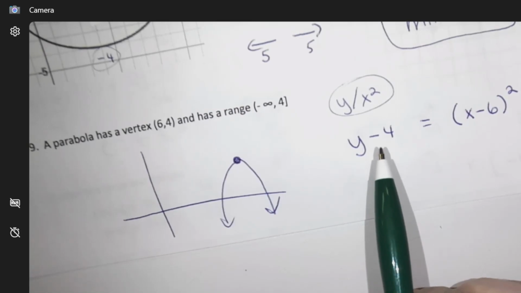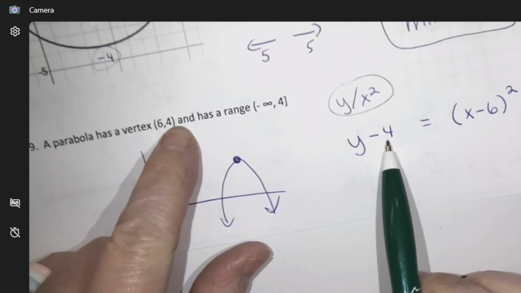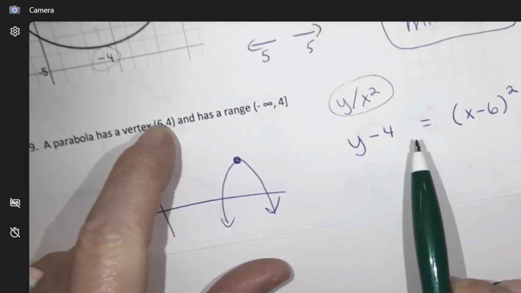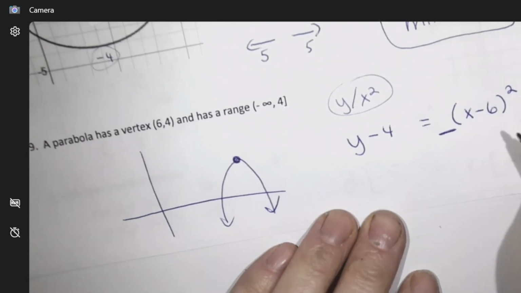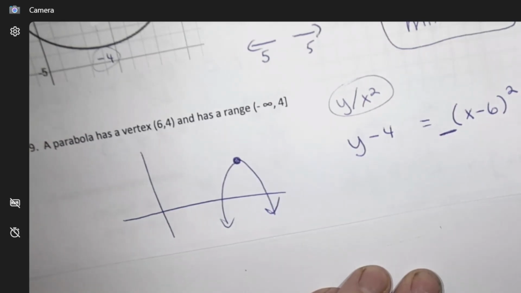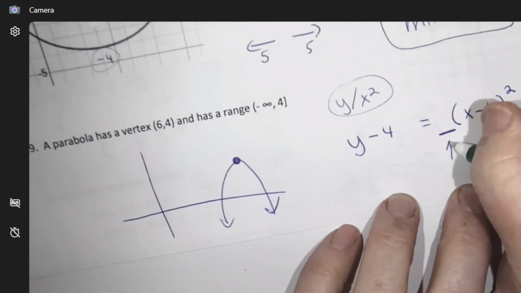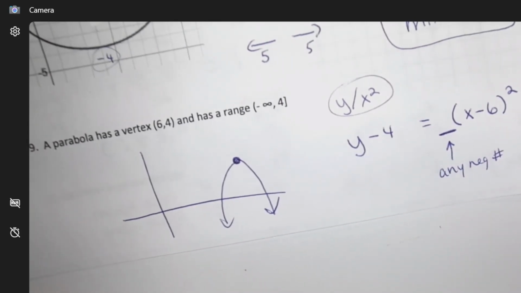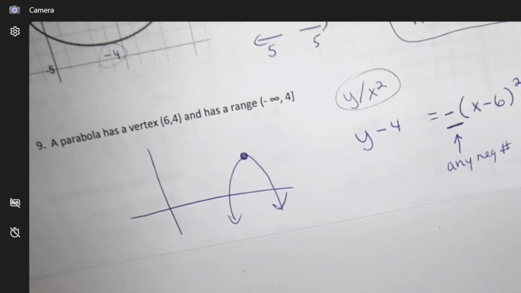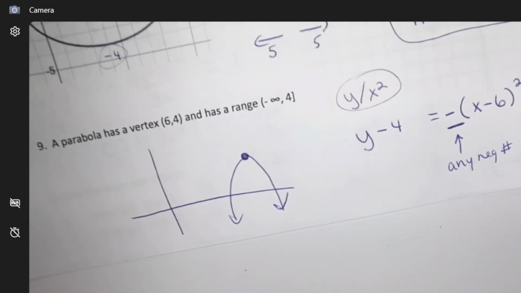So there's my 4 for the vertex, the 6 for the vertex. What do I need in front of that? You need some kind of negative number. So doesn't matter. I'm just going to go -1. You can put anything you want as long as it's negative though.